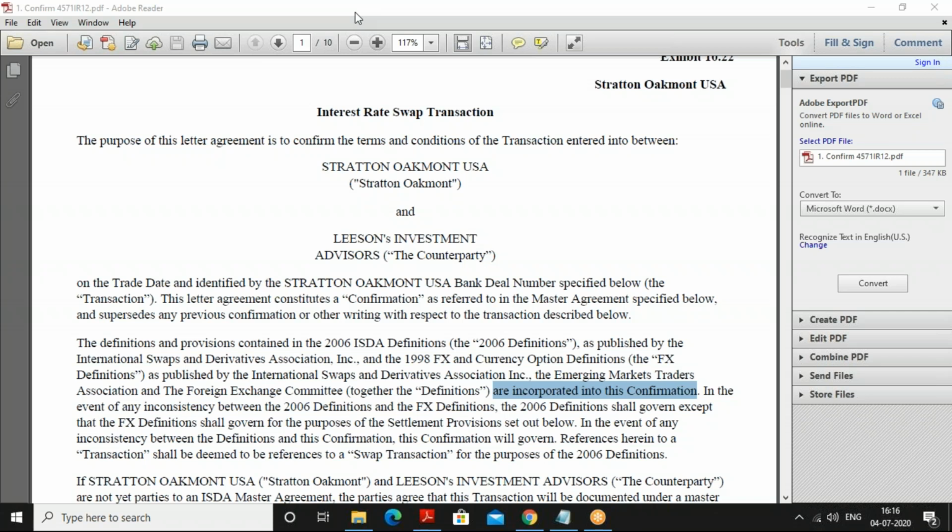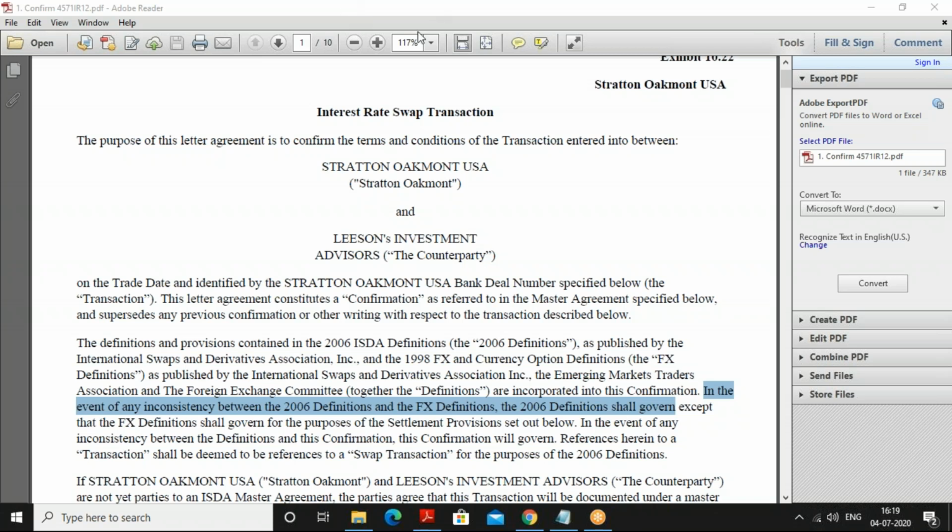What do you think this means? The highlighted thing. Good. Now if there is a discrepancy between the 2006 and FX definitions, the FX definitions will not hold any value, and only the 2006 definition governs.